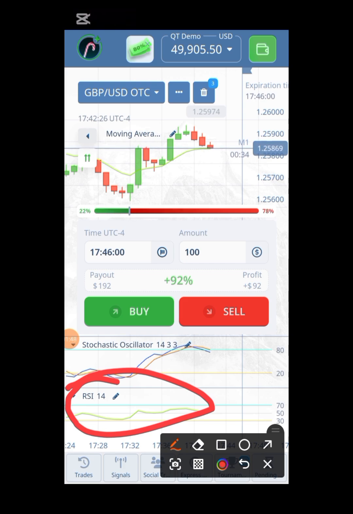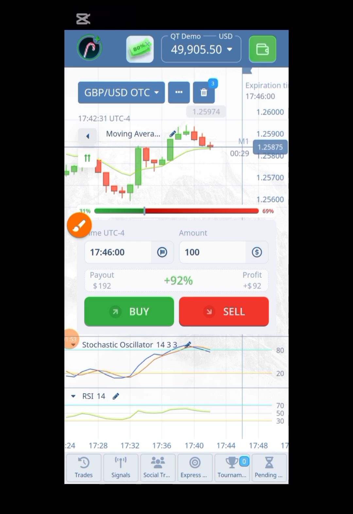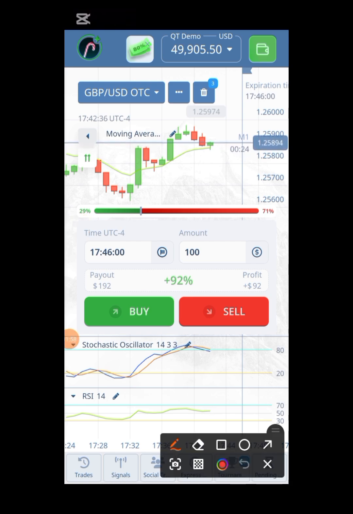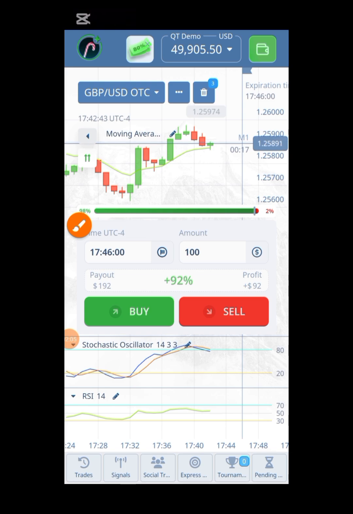If the green line you see here is below the yellow line here, it means that the price has been oversold, so there's a possibility of buying. So you look at these two signals, the stochastic oscillator and the RSI indicators. They give you an overview of how you take a position on a trade, so that within 5 minutes, you can take a win.